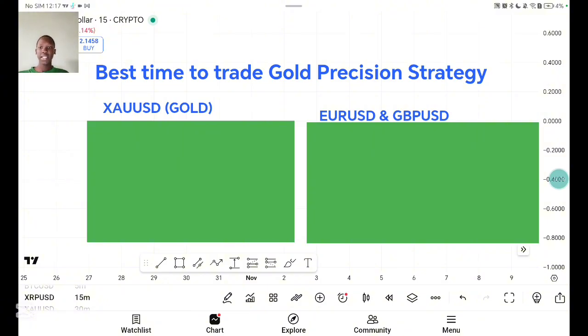So here are the three pairs that it works on: gold, EURUSD and GBPUSD. The reason why I put EURUSD and GBPUSD together is because they have the same best time to trade the gold position strategy. They are all the same. So now let's head to gold and see the best sessions to trade.